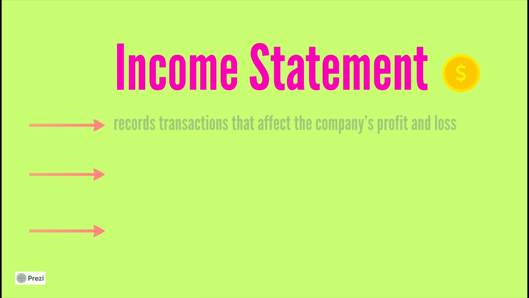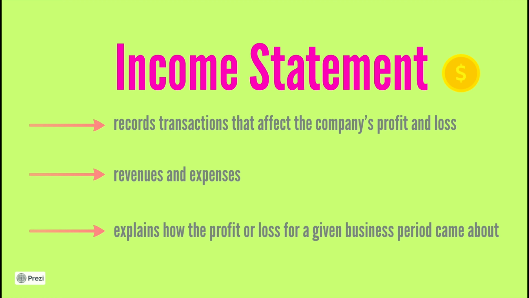The income statement records transactions that affect the company's profit and loss. These are referred to as profit-affecting transactions and include all transactions that increase or decrease the company's profit. Examples include the sale of goods, increasing profit, or the loss from selling defective machinery, decreasing profit. The income statement distinguishes between revenue, positive impact on profit, and expenses, negative impact on profit. This means the income statement explains how the profit or loss for a given business period came about.